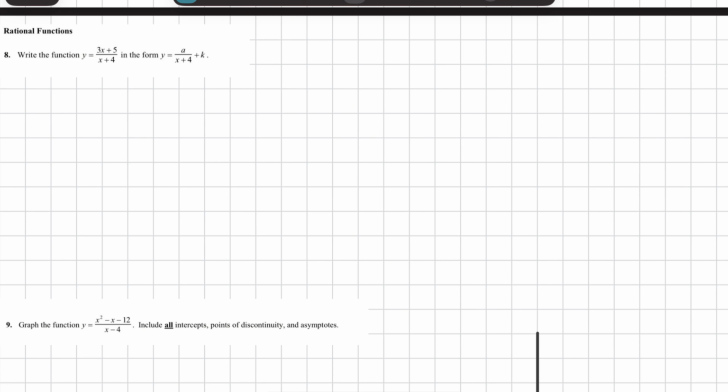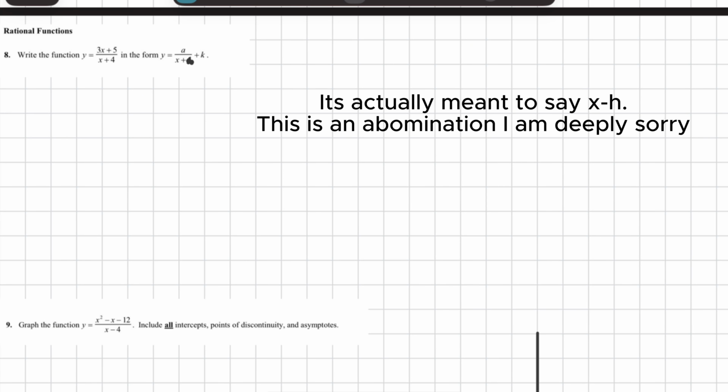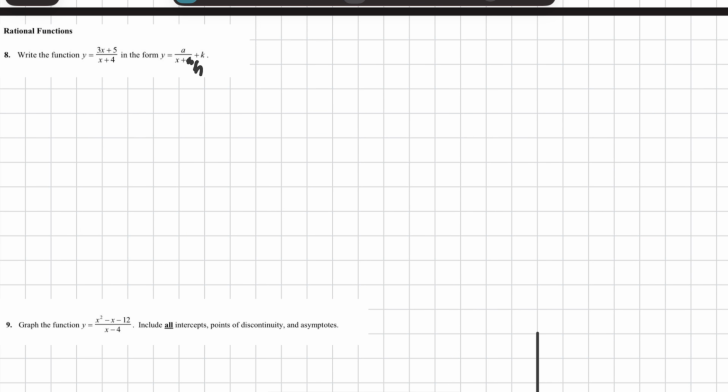So number 8, write the function y equals (3x plus 5) over (x plus 4) in the form y equals a over (x minus h) plus k. That's not meant to be a 4, that's meant to say h. Okay, so what you want to do here is just do long division, because you want to simplify this so that we can get it into this form.